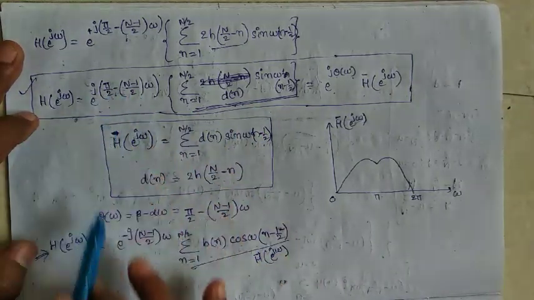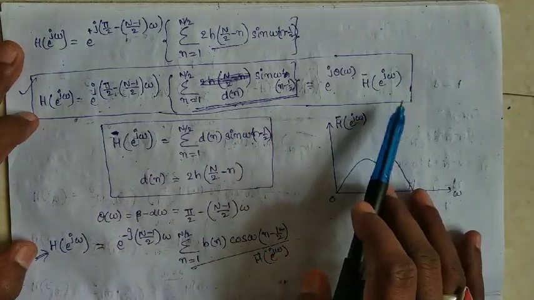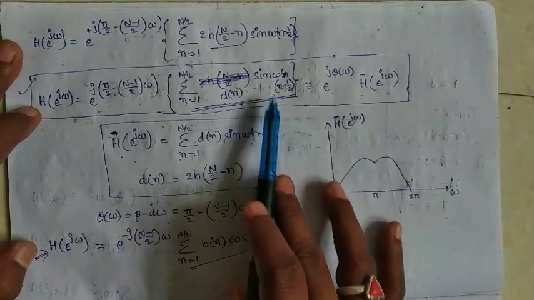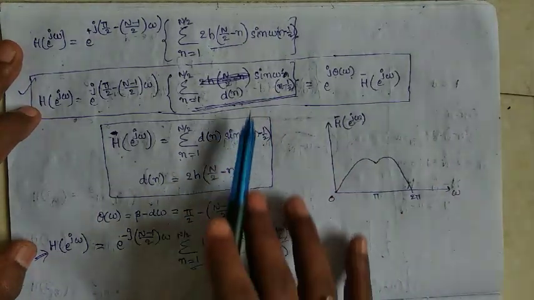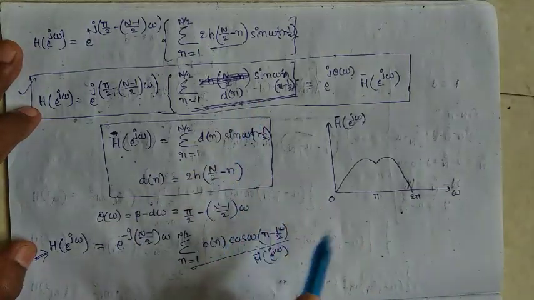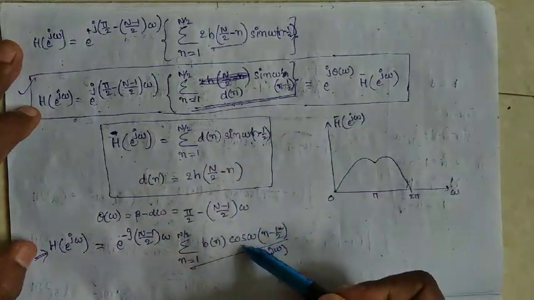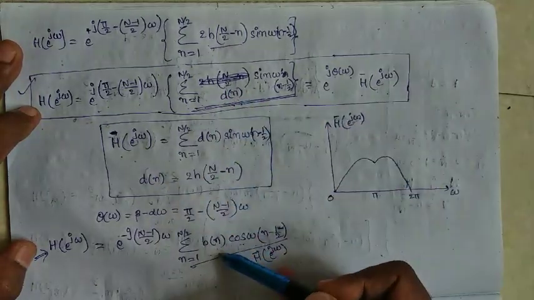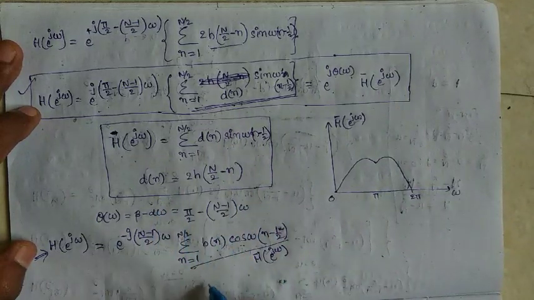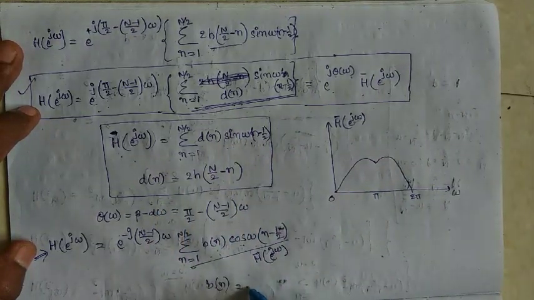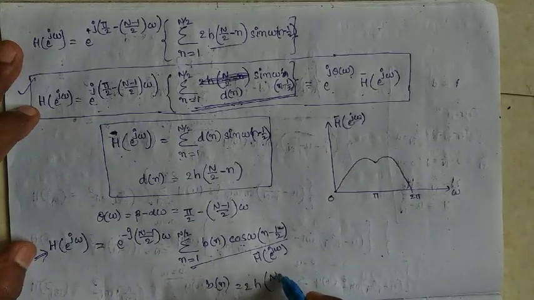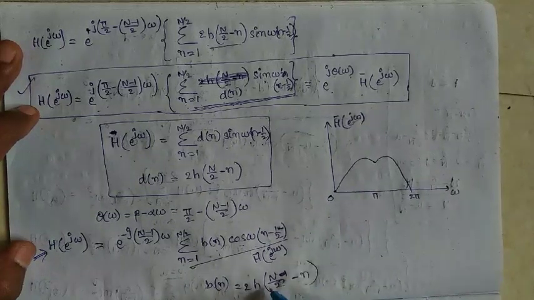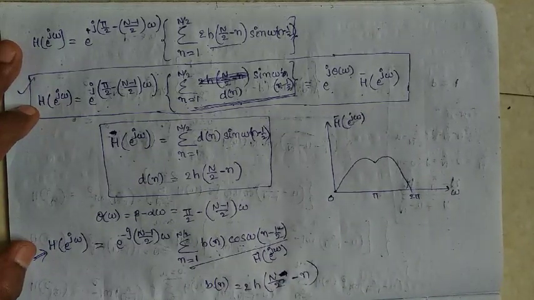Phase is different, but H bar(e^jω) is the same for both frequency responses. A small difference is there: here sine, here cos. Actually d(n) and b(n) are calculated using the same formula. Here how to calculate the b(n) value? 2 into h(N/2 minus n).